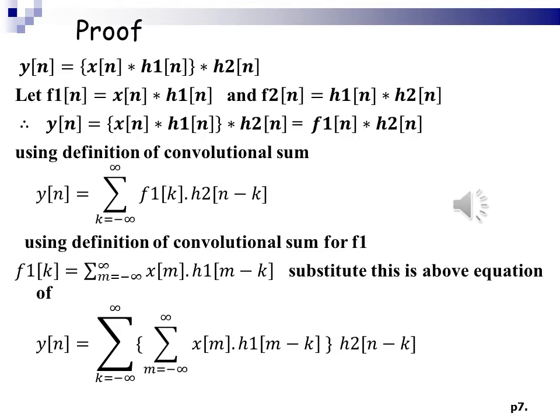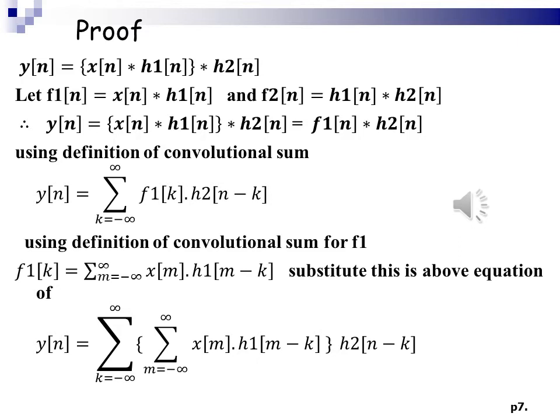So how can I represent it now? We will have f1k is equal to summation m goes from minus infinity to infinity x of m into h1 of k minus m. So what am I doing? I am using the definition of convolution, because the function f1 itself is a convolution of x and h1. So we are replacing that now.